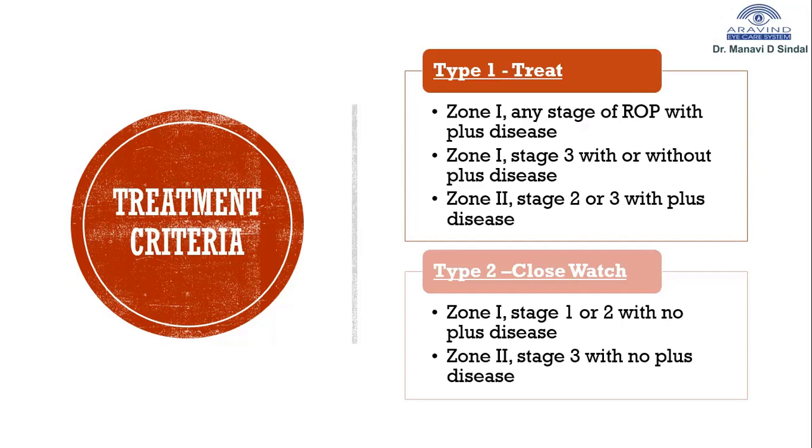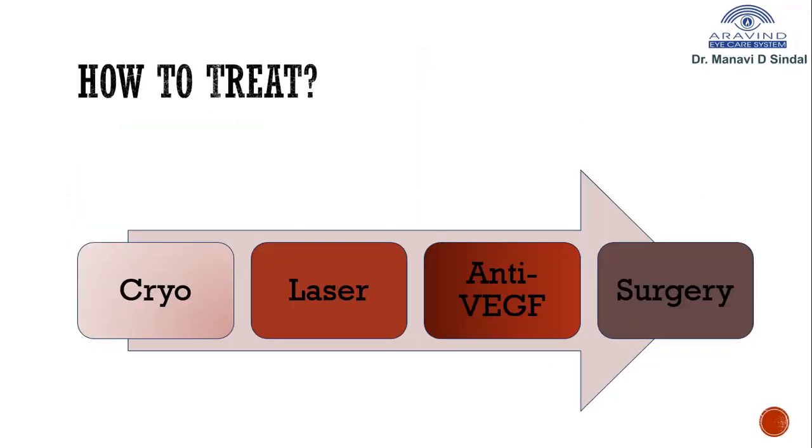Observe, which means you will keep a very close watch to see. At this point, they can either progress to need treatment or regress to normal vascularization. How do you treat? The initial treatment was cryo. That is, cryo was applied to the anterior avascular retina. That was the first treatment.